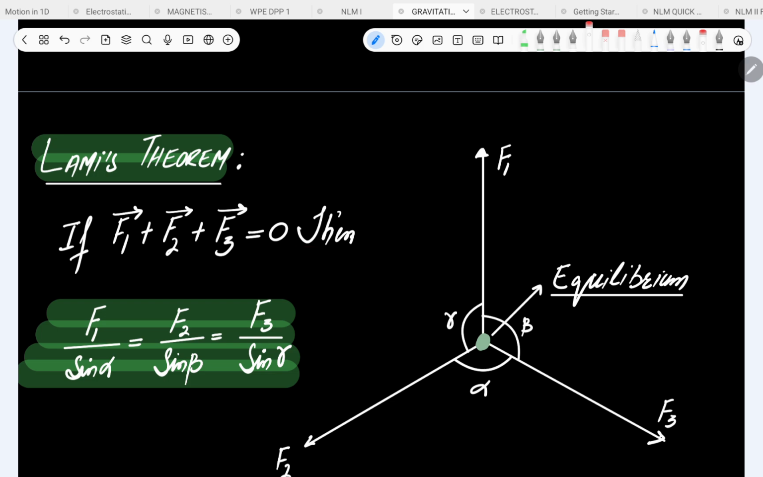Then what is the statement of Lami's theorem? Lami's theorem says that each force makes a constant ratio with the sine of the angle between the other two. Now what does that mean? That means F1 divided by sine alpha is equal to F2 divided by sine beta is equal to F3 divided by sine gamma. Okay, so this is the statement of Lami's theorem.